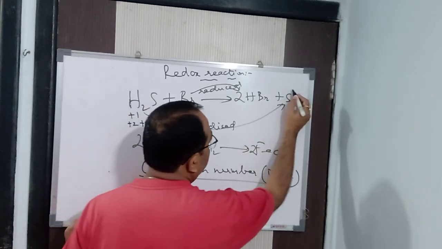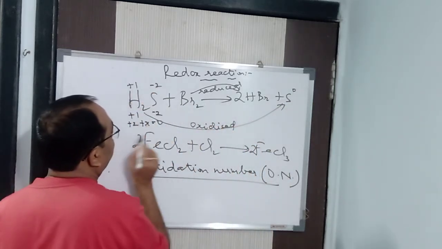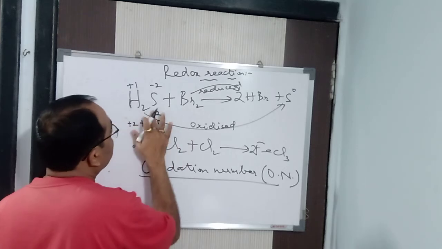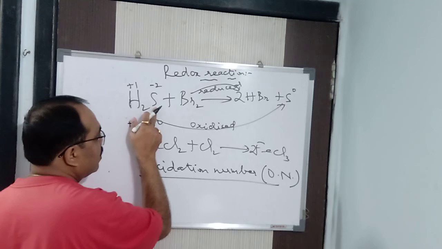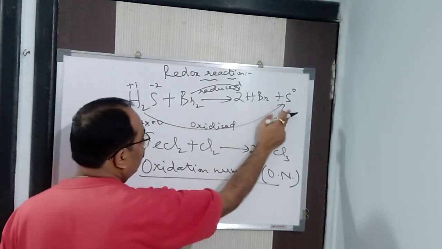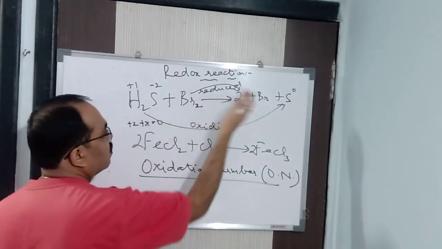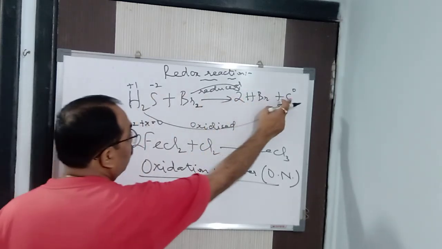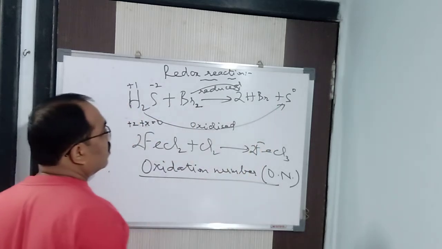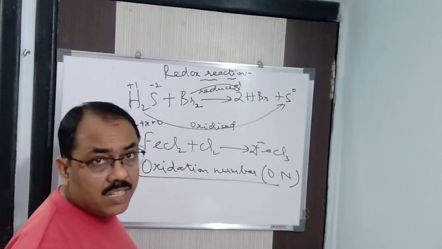And here it is a free element, so the oxidation number is 0. So from -2, sulfur becomes 0. It is increasing. So what I said: an increase in oxidation number is called oxidation. You see here, from -2 it becomes 0, so there is an increase in oxidation number. So an increase in oxidation number is known as oxidation, and a decrease in oxidation number is reduction.